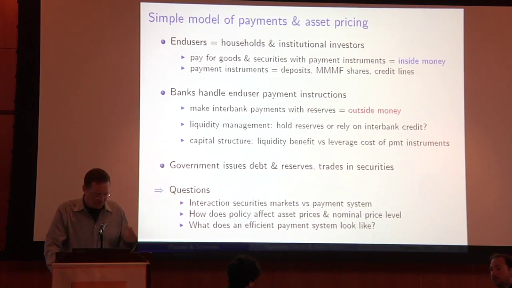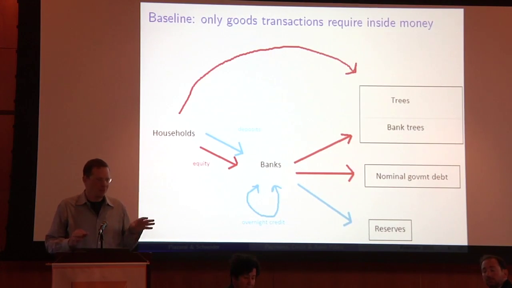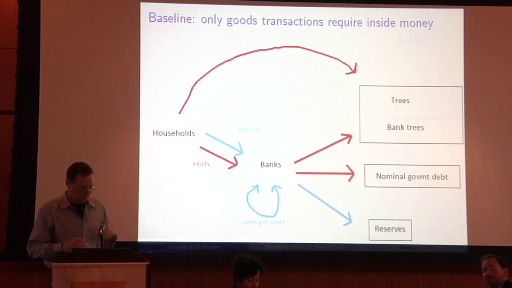And what we're going to do with this model is ask, in a setting with these two layers, where there's a component of securities market trading in this end user layer, what is the interaction between securities markets and the payment system? How does policy affect asset prices and the nominal price level? And what does an efficient payment system look like? Okay, so this is a 20-minute presentation, so I'll try to do it without equations. There's plenty of those in the paper, but this will just be pictures.